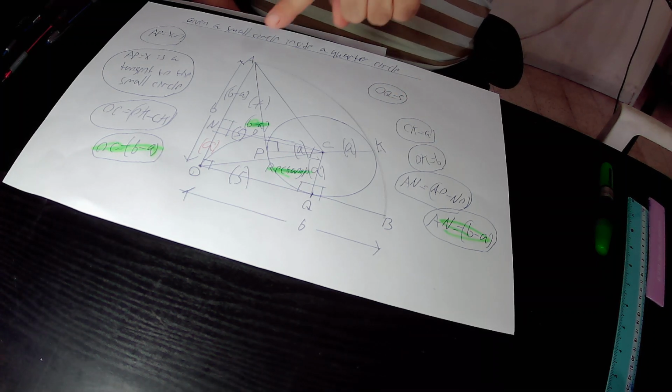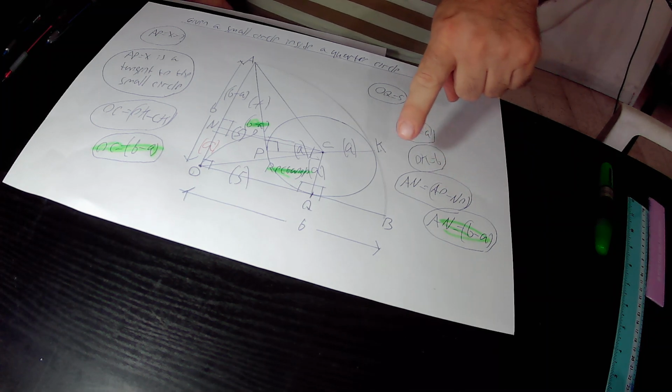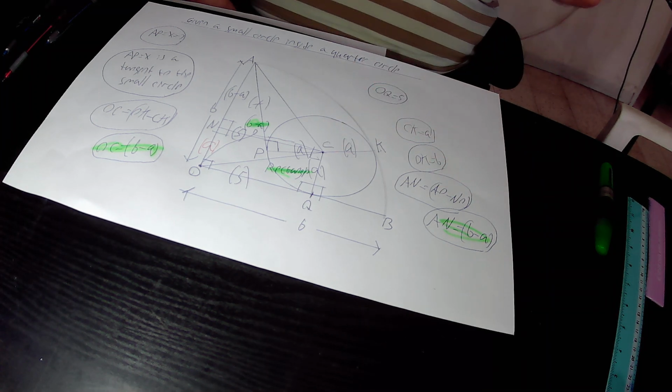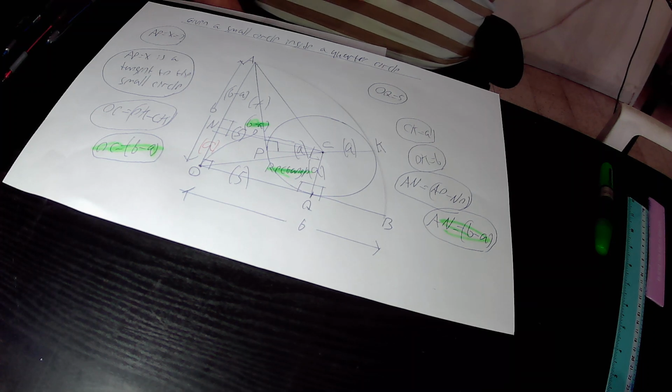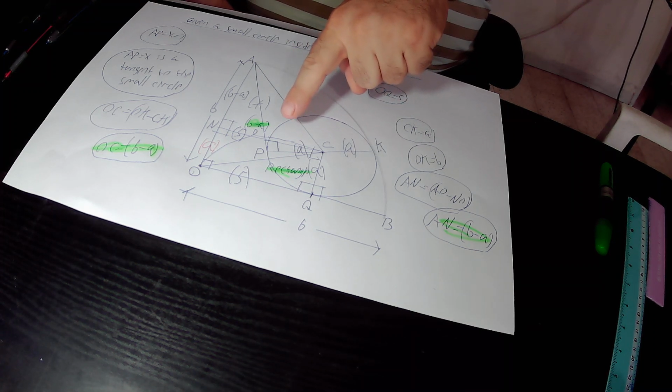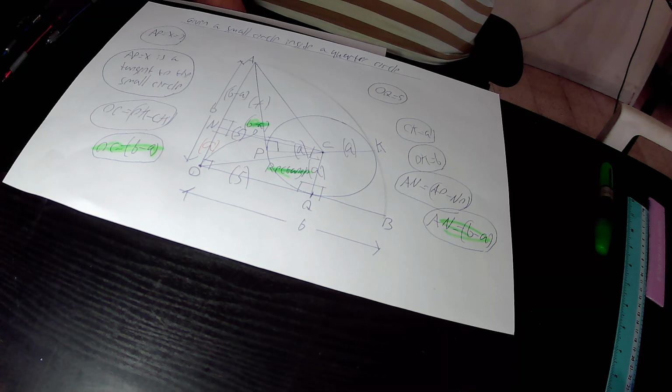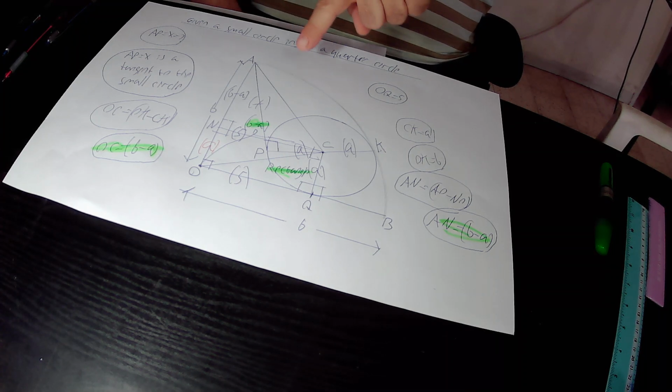And we have line segment OB, which is tangent to this small circle at point Q. Tangent AP is tangent to this small circle at point P. Again, our mission is to find out the length of AP, which is equal to x. We have to find out the value of x.